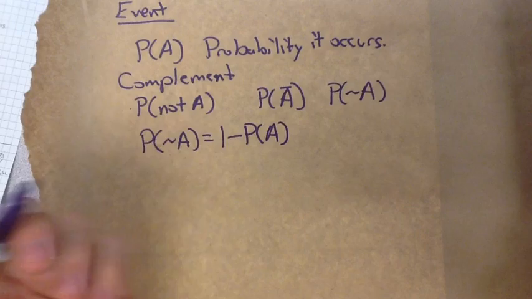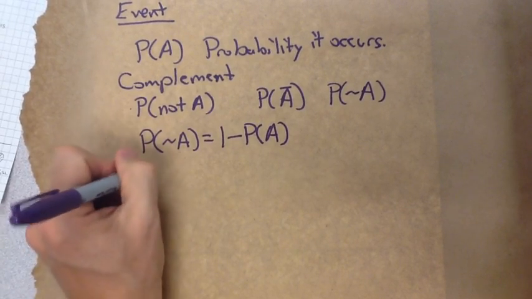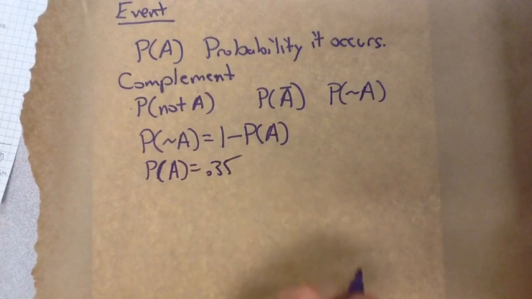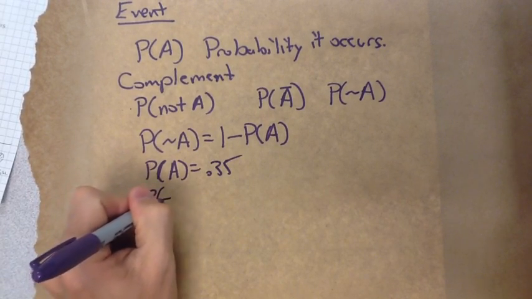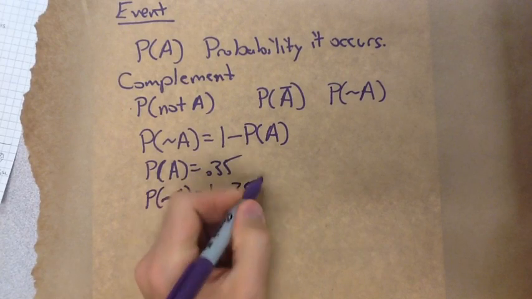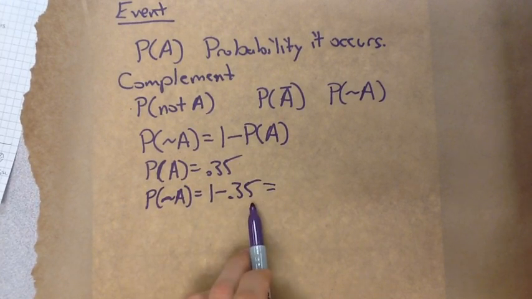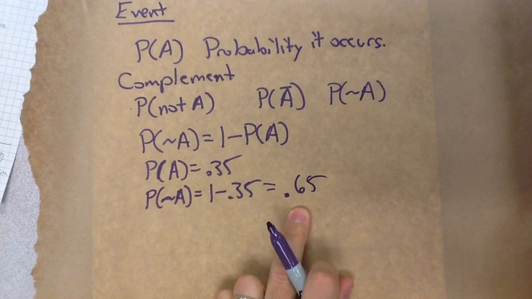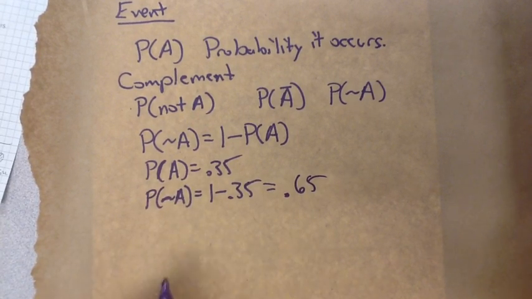So let's just think of it as a decimal to start with. So let's say the probability of A is 0.35. That means the probability of not A is going to be 1 minus 0.35, or if you want to think in percents, 100% minus 35%, and that'd be 0.65. Together, they have to add up to 1.